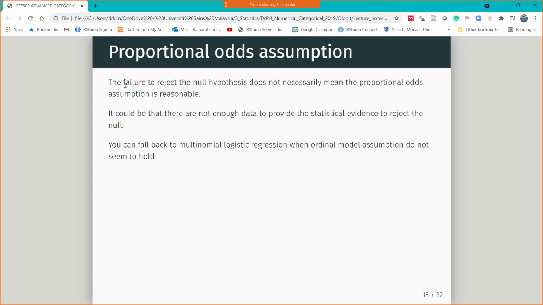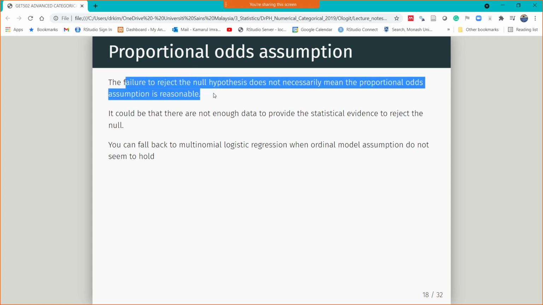The failure to reject the null hypothesis. However, be careful, because the null hypothesis is that the odds are proportional, similar between groups or in all groups, and the alternative hypothesis says that the odds are not proportional among them. Okay.